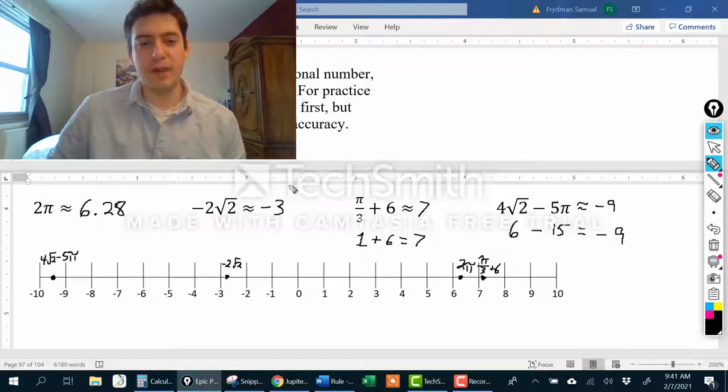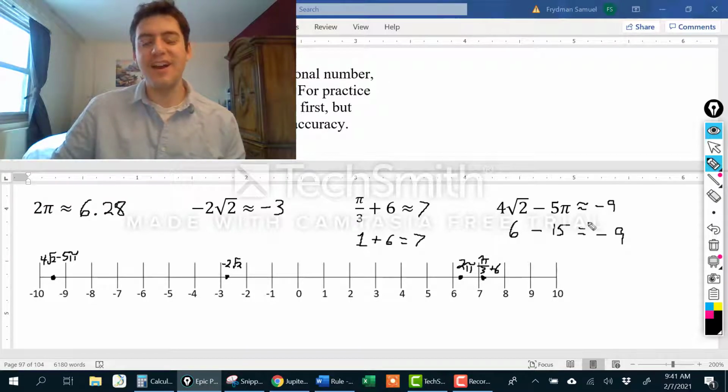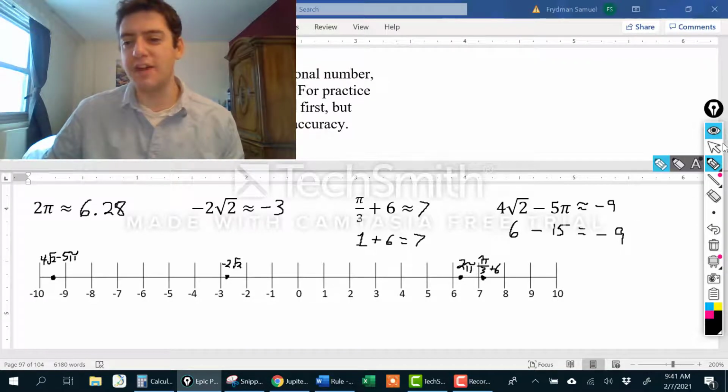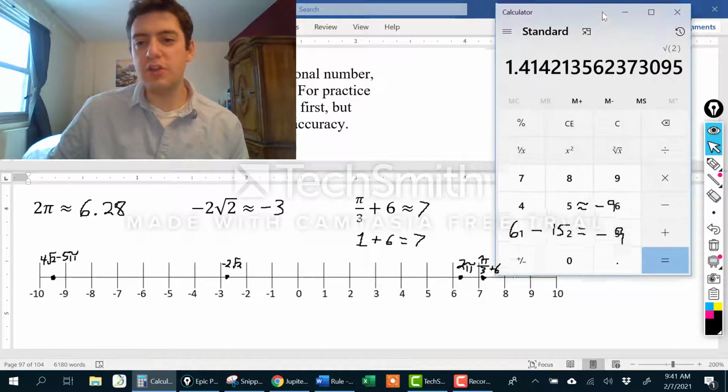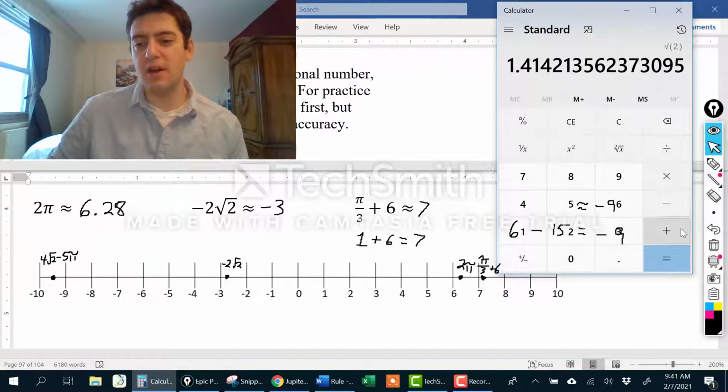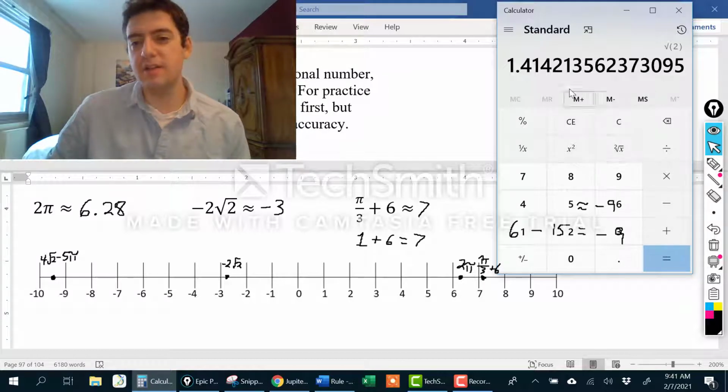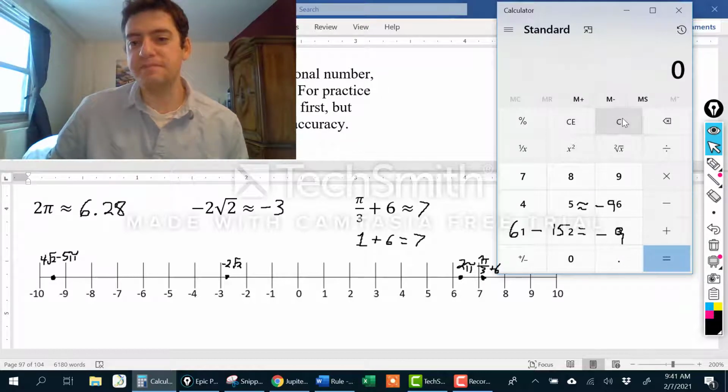I don't know all of them. I really just know pi and the square root of 2 approximately off the top of my head. But we could, if you wanted to, go to a calculator just to get something obviously a whole lot more accurate.